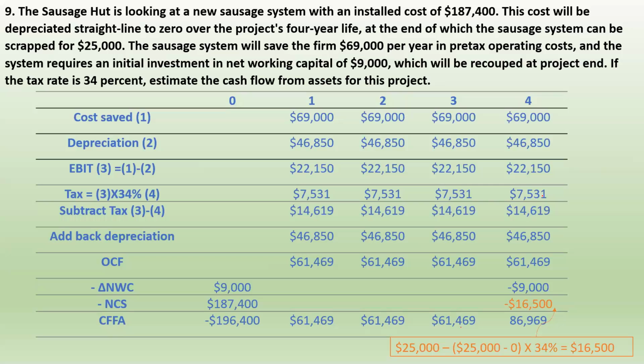And for t equal to 4, this is operating cash flow. The change in net working capital is negative, so minus a negative actually is add a positive number. Net capital spending, because capital spending is a cash outflow, a negative net capital spending means it's a cash inflow. So minus a negative number is a positive number again. Then the cash flow from assets for year 4 is 86,969.